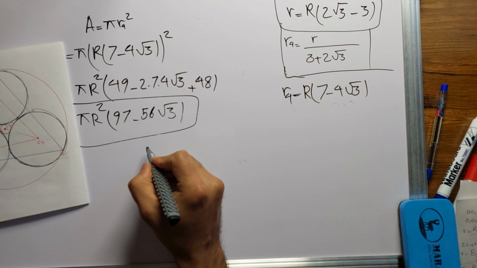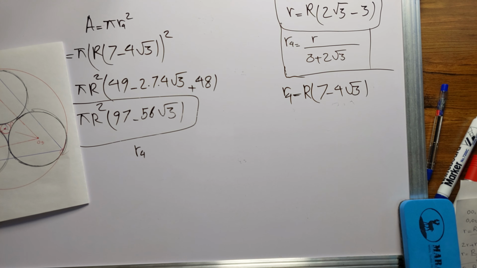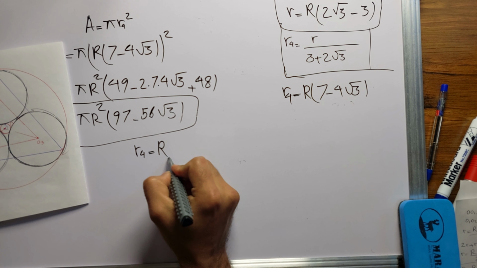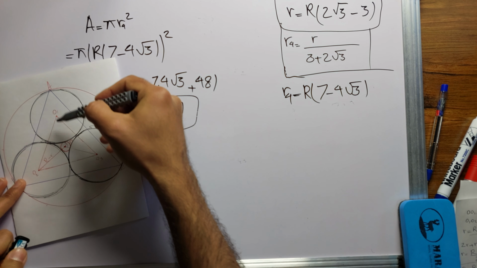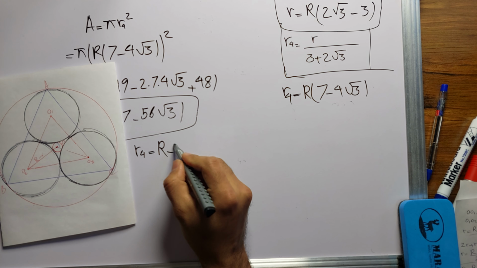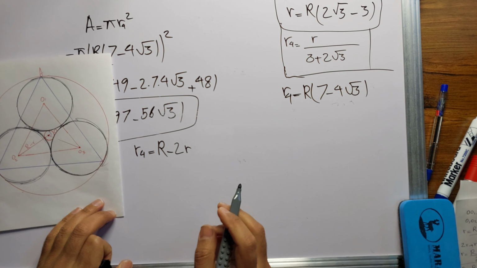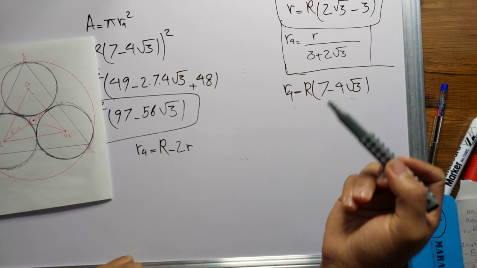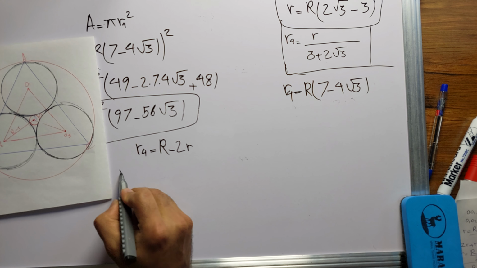We can say that the radius of the Soddy circle, let's just call it R sub 4, equals R, which is the radius of the big circle, minus the diameter of this smaller circle. So what's left is the radius of the Soddy circle. We can say that it is R minus 2r. And then we can just quickly calculate it. So we have r as 2 square root of 3 minus 3, which we found in the first part of the video. So let's just quickly replace that.